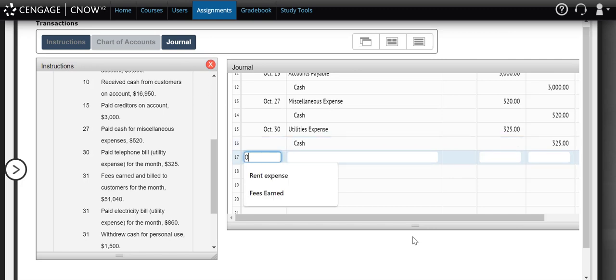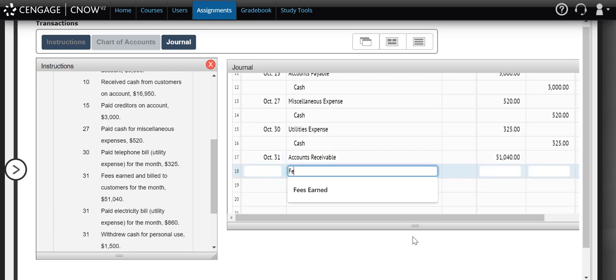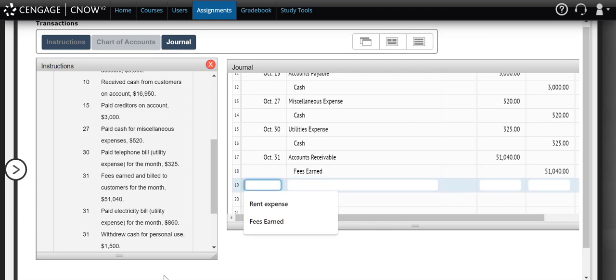They then tell us on the 31st that we have earned fees, and it says we're billing our customers, which means our customers are not paying us cash that day. We're going to be receiving that money sometime in the future. So we debit our accounts receivable, which is an asset account, which is representing how much cash we expect to receive sometime in the future because we've already earned it. Remember, we record our revenues when we have in fact earned them.